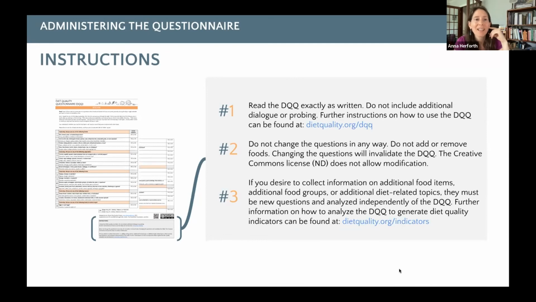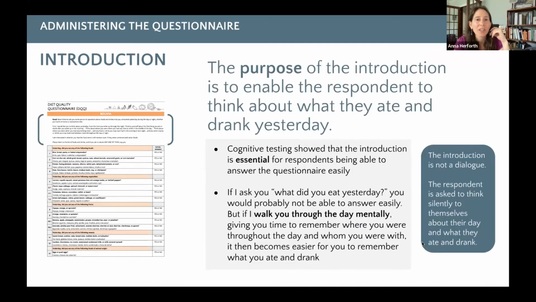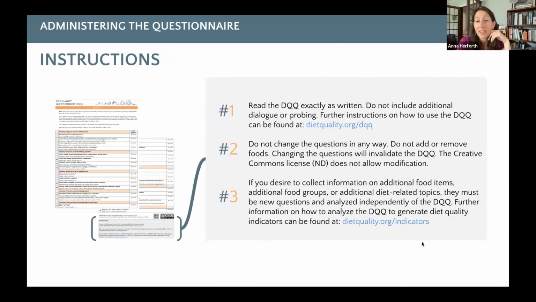And if I could just add to this third instruction, for this audience where people may be interested in very specific or small areas, keep in mind the DQQ is a monitoring tool designed for large scale use, and it doesn't necessarily represent very small populations like maybe a pastoralist or indigenous population where diet patterns could be different. So that's a case for this number 3 instruction.